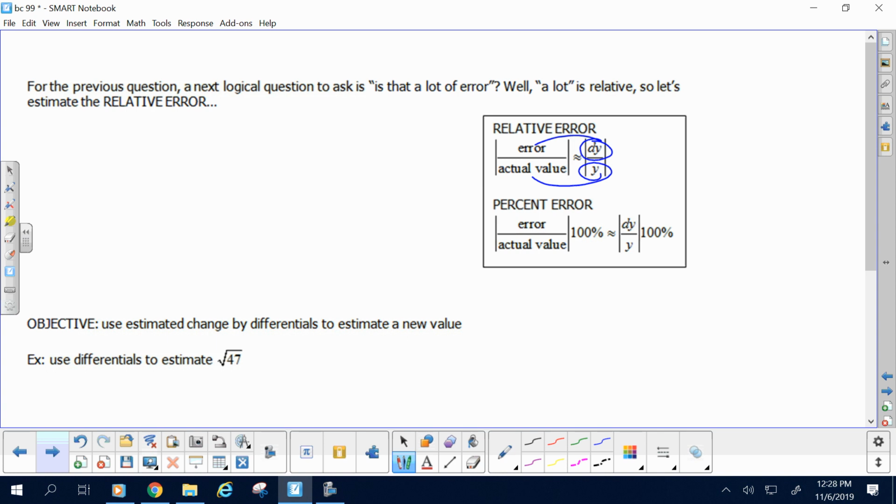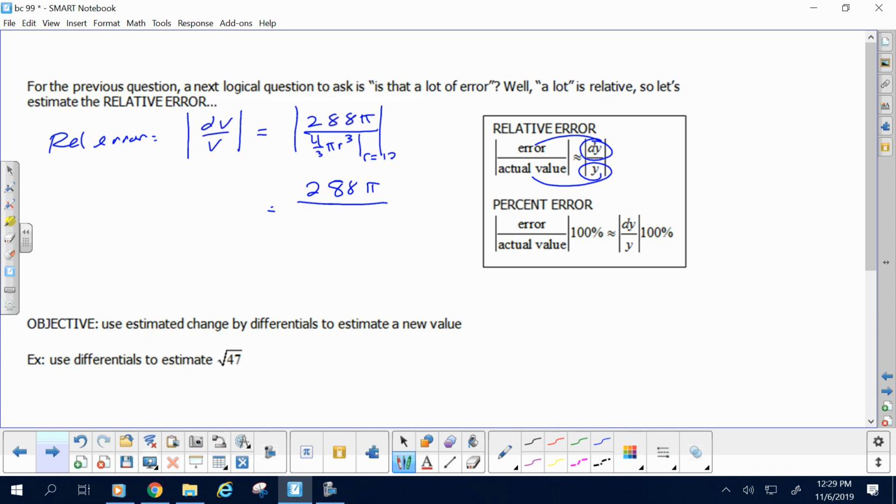If we wanted to, for the previous question then, if I wanted the relative error, then I would take dV over V. Now the absolute value negates the plus or minus, so don't sweat that anymore. What was dV for us? In the previous problem, 288 pi, is that right? 288 pi. The volume is the volume of the sphere at its original point, so 4/3 pi r cubed at an r of 12, yeah? You down? Okay, so that's 288 pi over 4/3 pi, I guess the pi's will divide away, 12, 12, and 12.